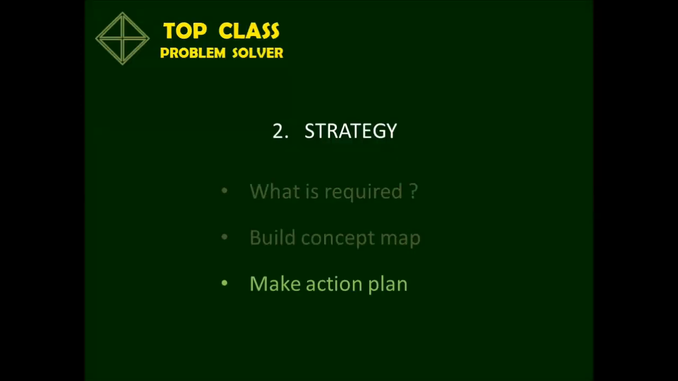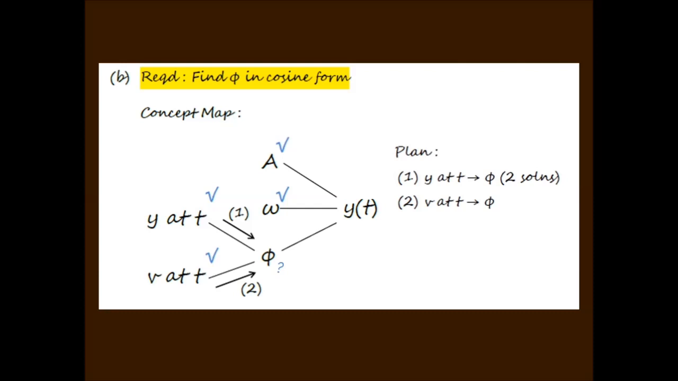The third step of the strategy is to create an action plan based on the concept map. The first step of our solution is to apply our known value of position into the general equation of simple harmonic motion, and that will give us the two possible values of the phase constant. The second step is to disambiguate these two values by applying the velocity information, and that will give me the unique value of the phase constant.